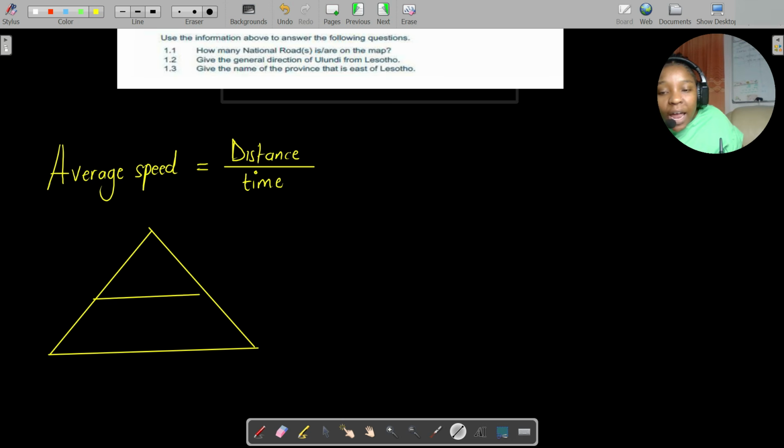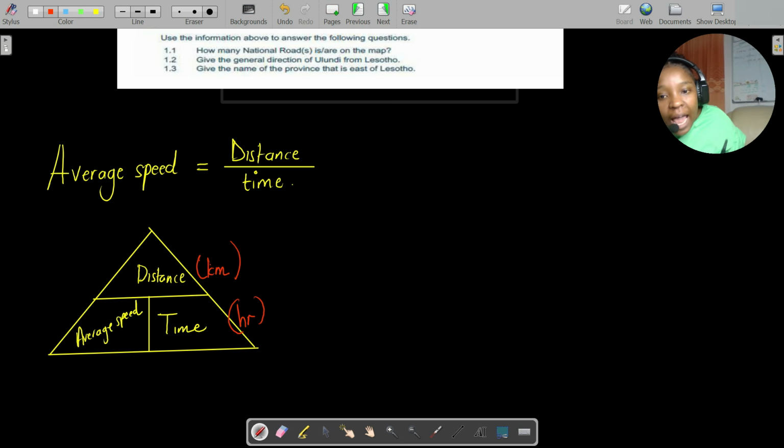Remember I gave you that triangle when we were looking at BMI. I mentioned that this triangle should look familiar because you also use it when calculating average speed, distance and time. It's the same thing. Distance is at the top, time is at the bottom, average speed there. The units for distance are kilometers, time is in hours, and average speed is in kilometers per hour.